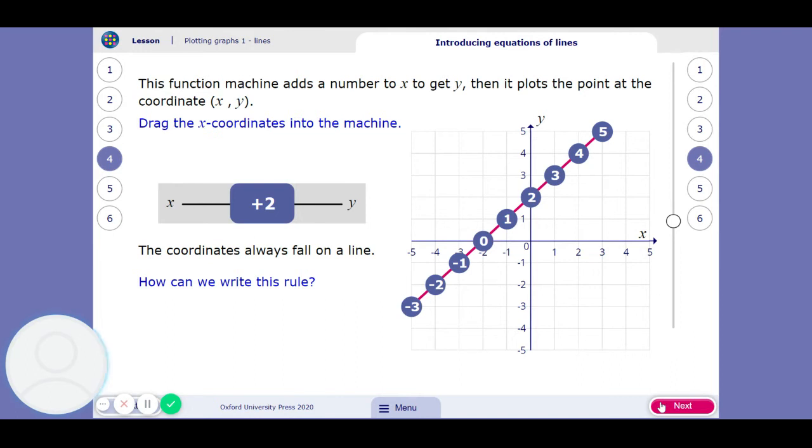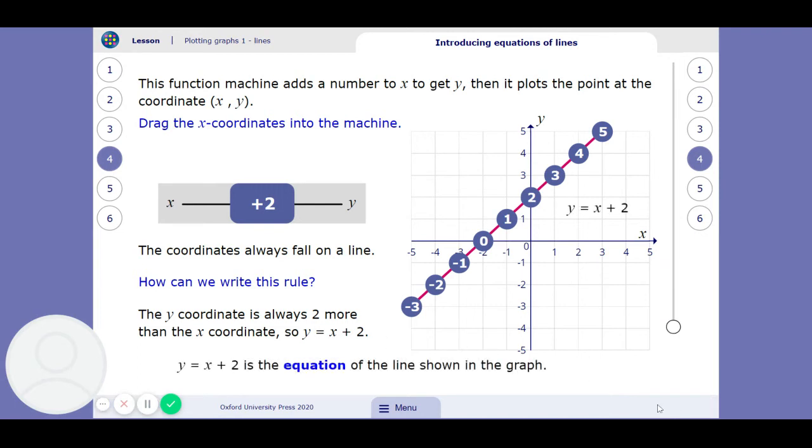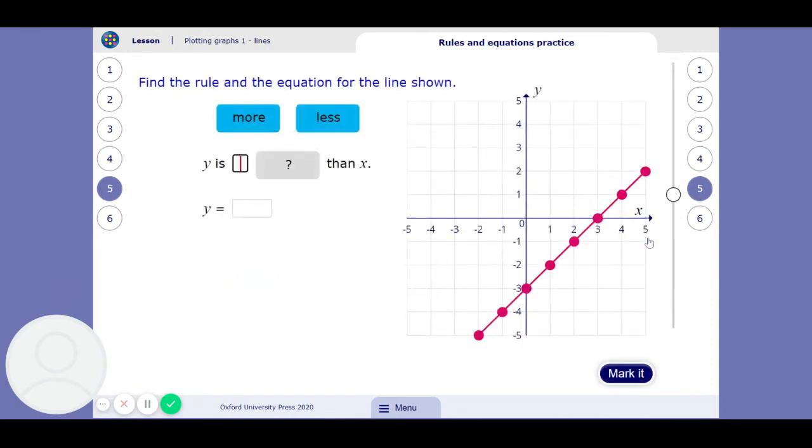So how do you write this rule? What do you have to do to get to y? Y is going to equal x plus 2. So y equals x plus 2 is going to be our line. Okay, so let's have a look at the next page.